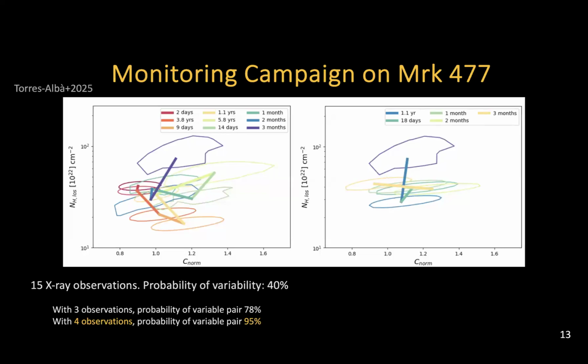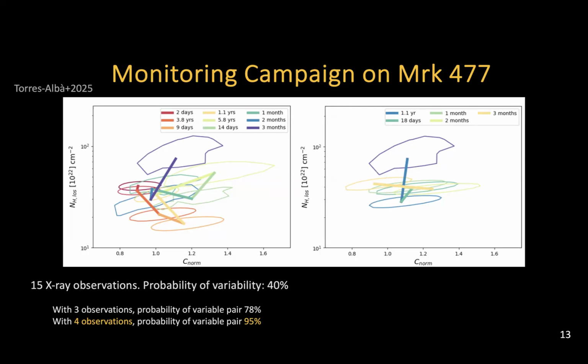Anything that is vertically separate is incompatible with having the same obscuration. So there's quite a bit of mixing, right? And here these lines from red to blue just show the time that you should follow to go from the first to the last observation. There's two panels because putting everything in one is very messy.